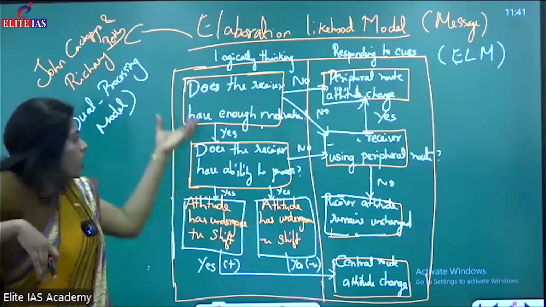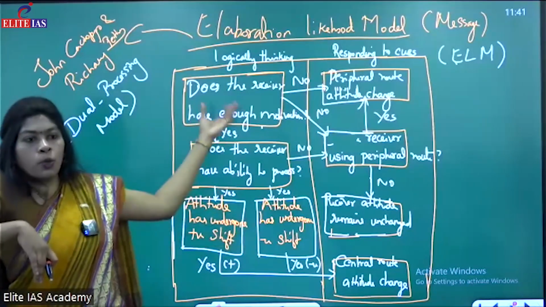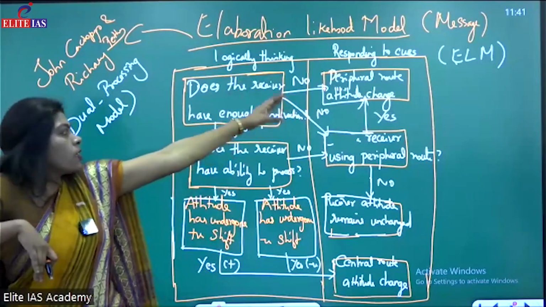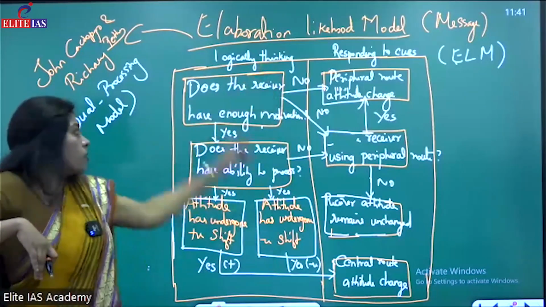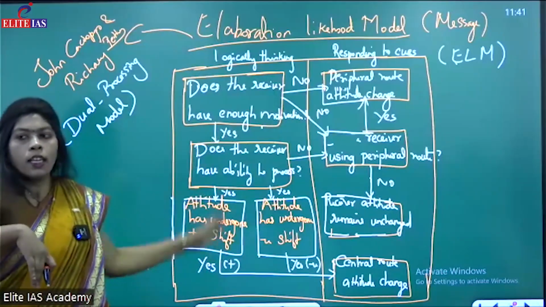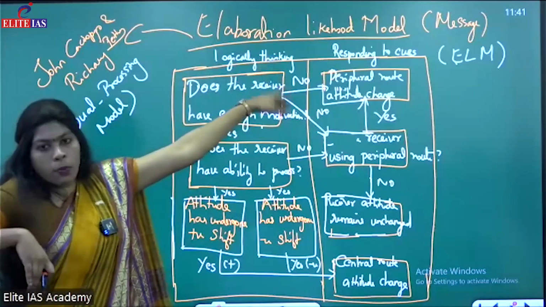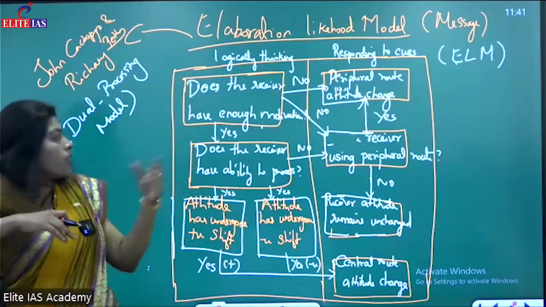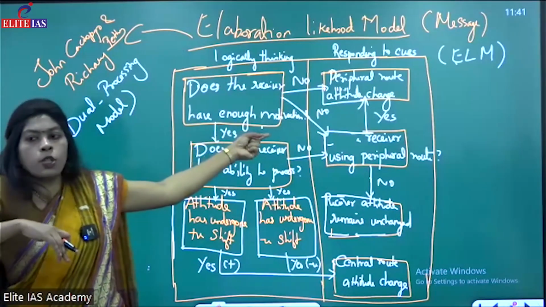He will identify through this whether you are going to use the central route of processing or whether you are using the peripheral route. This is called the peripheral route. This is called the central route. You are thinking logically, you are responding to the cues. So the way he talks to you and interacts with you, he will easily understand whether the receiver has enough motivation to buy the car.